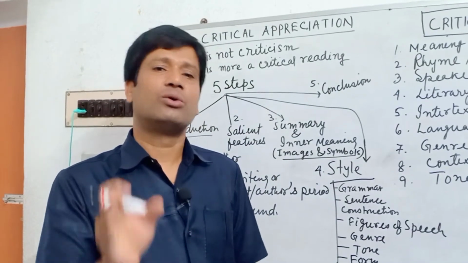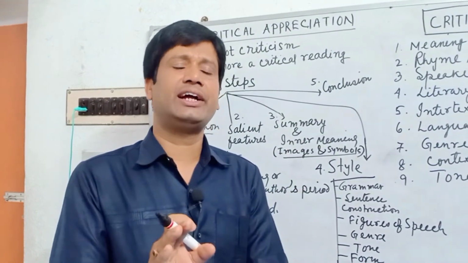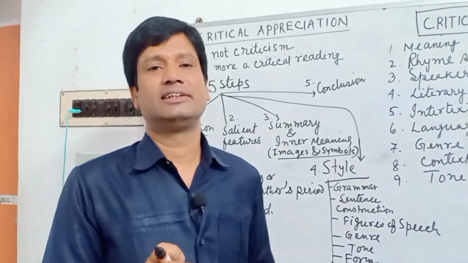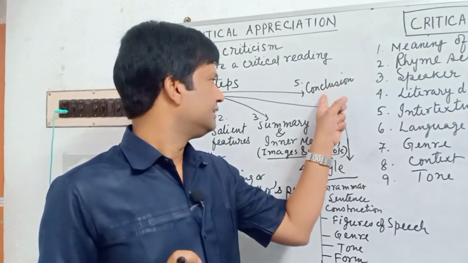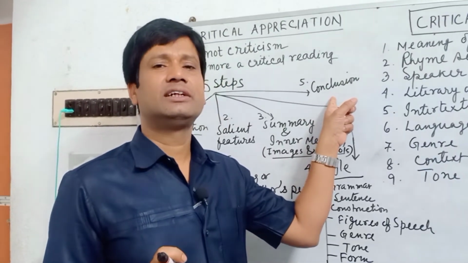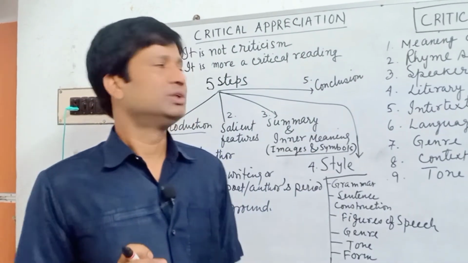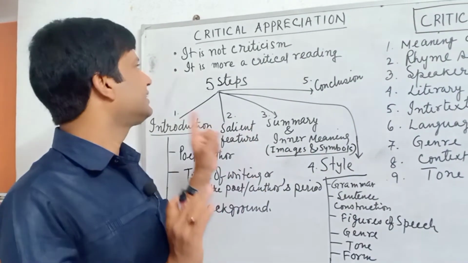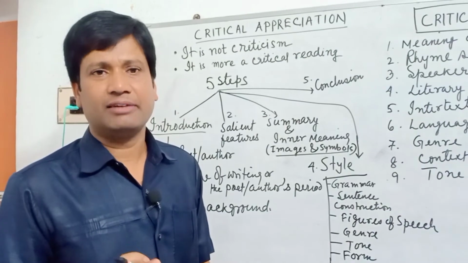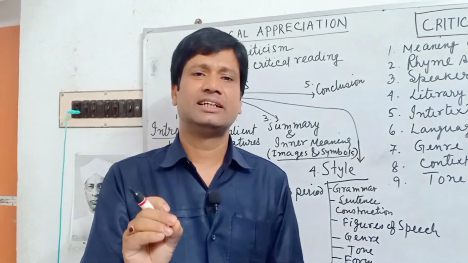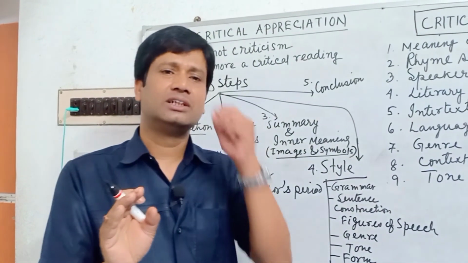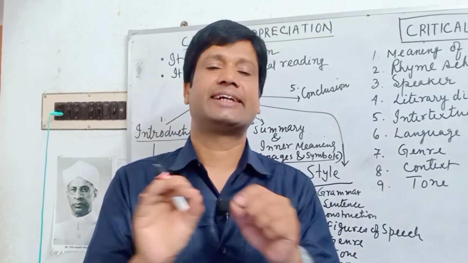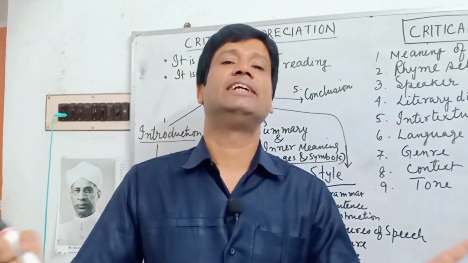Or what the author or poet has focused on critically. And this should be written in a short form. So these are the 5 steps to write a critical appreciation. And most of the universities frame questions on poetry, that is, write a critical appreciation on any poem.